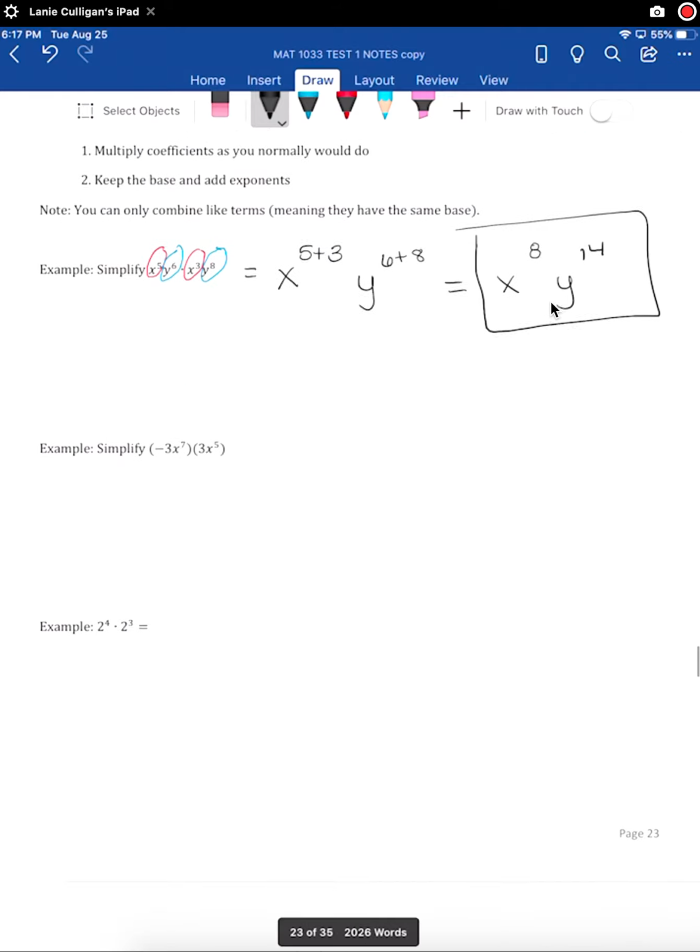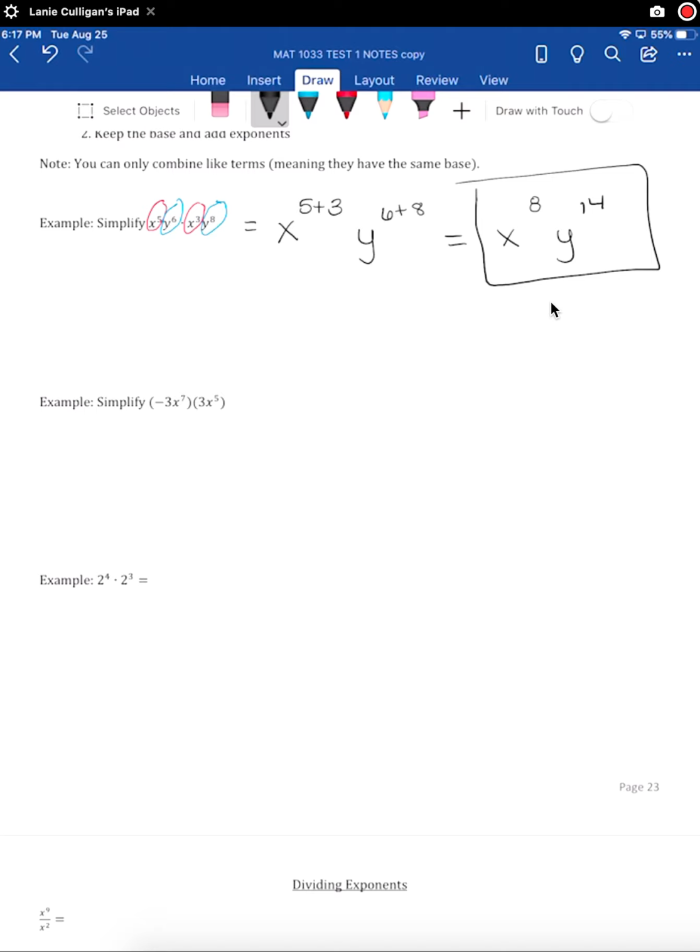Next example, it says to simplify negative 3x to the 7th times negative 3x to the 5th. Now, there's nothing outside of this first set of parentheses or the second set of parentheses to distribute. So the parentheses in this case are just grouping them together, making it more organized, but it's all still multiplying. So we still have negative 3 times x to the 7th times negative 3 times x to the 5th. So let's combine like terms here.